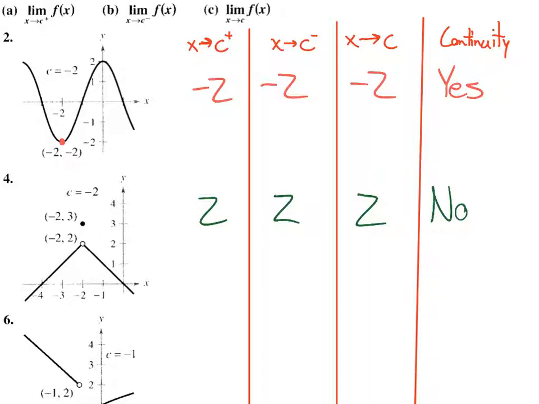So here f of c was -2. That's the same as our limit. It's continuous. Here, what's f of c? It's 3. But the limit equals 2. Therefore, there's a discontinuity there. Okay? Good, good. All right.